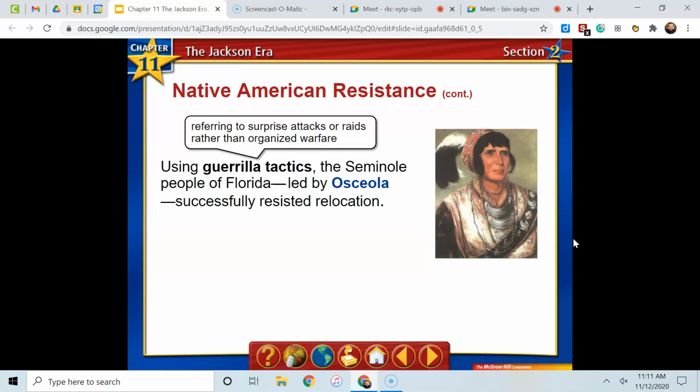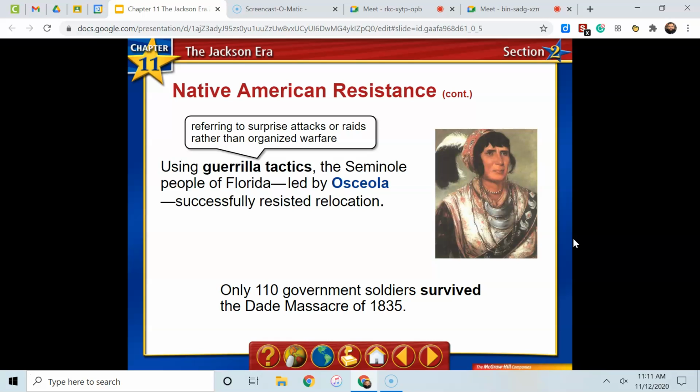You are going to see that a group in Florida, the Seminole people of Florida, are going to be led by a leader by the name of Osceola. And they're going to use guerrilla tactics in order to resist this relocation. Just a reminder, guerrilla tactics are referring to those surprise attacks or raids rather than using traditional, more organized warfare. Sometimes we call these hit and run tactics as well. The idea that you attack your enemy and then retreat and you chip away at sometimes a larger force.